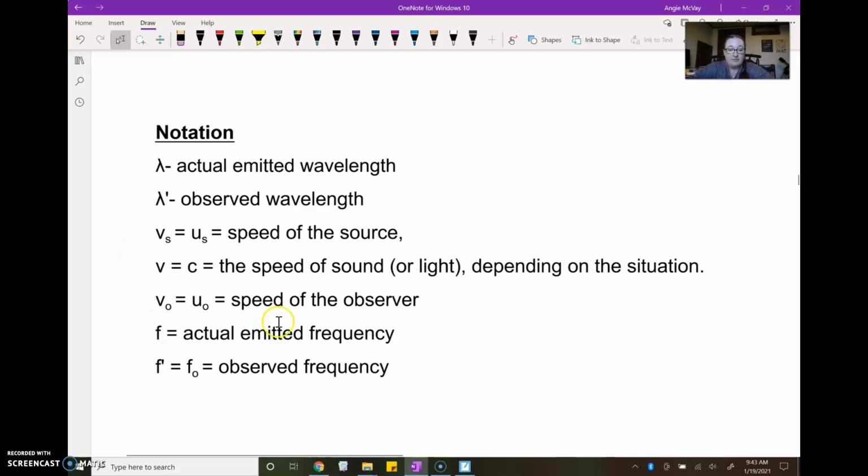Okay, so a lot of different notation, and depending on the resource that you're using, it's important to be able to switch between those notations.